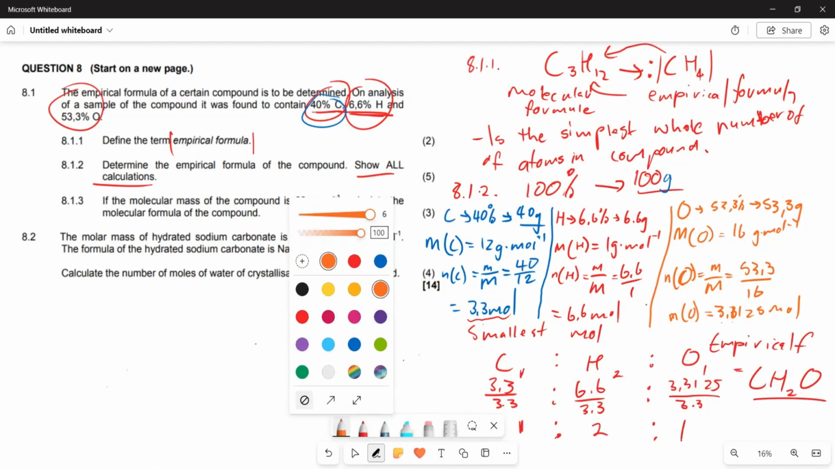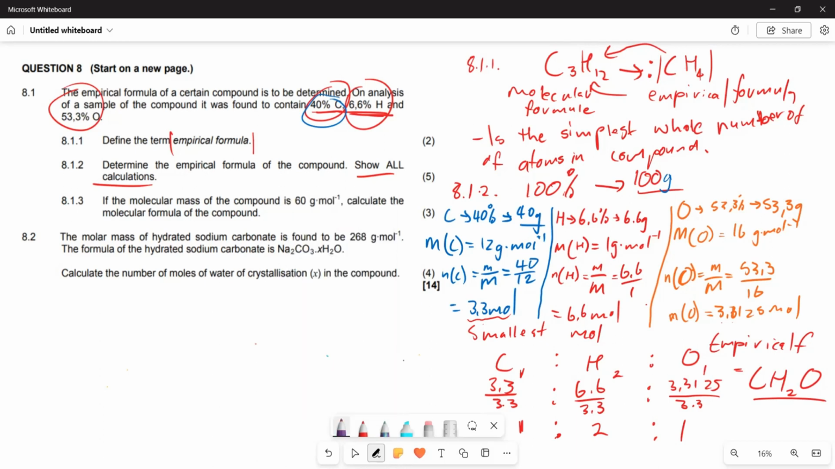And now after that, let's see what the next question requires us to do. Now look at 8.13. They say if the molecular mass of the compound is 60 grams per mole, calculate the molecular formula. I think you remember the concept. Remember when we started with your empirical formula, your empirical formula is this one. Now we want to find out what the original molecular formula for this is going to be.